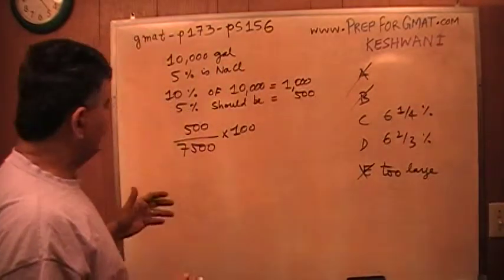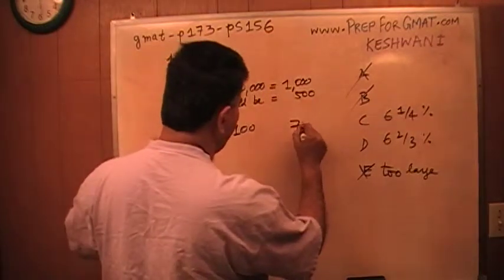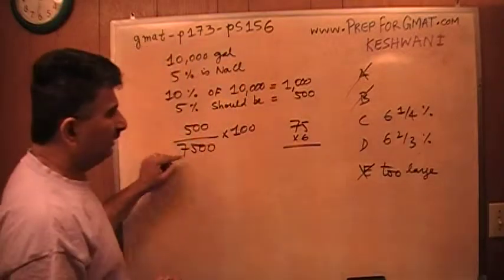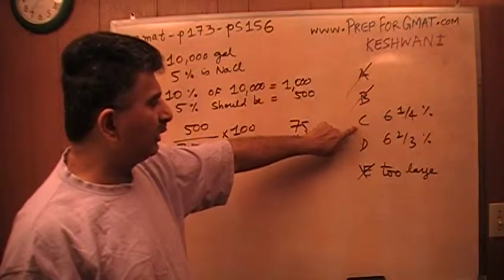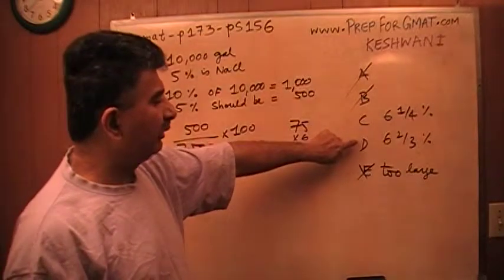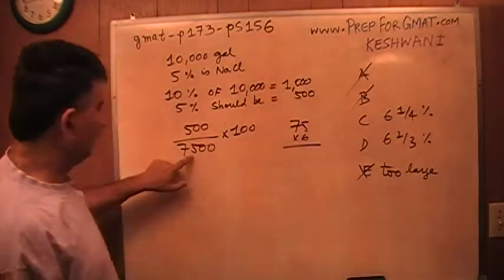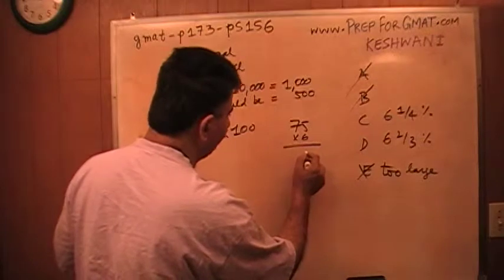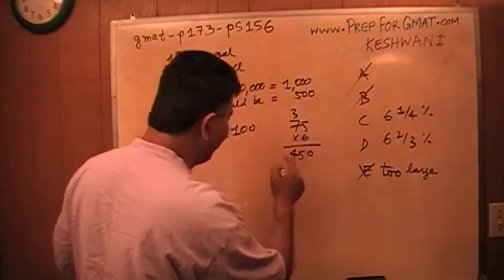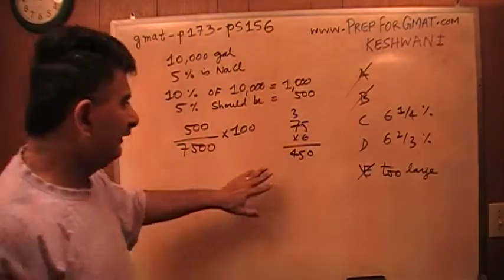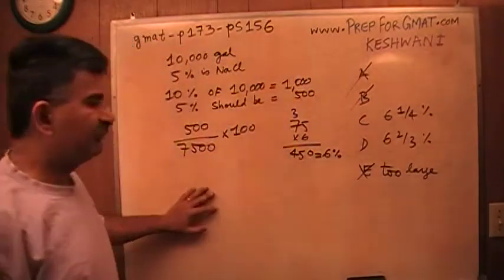The next thing that I did is, instead of figuring all this out, I just took 75 and multiplied by 6. Why 6? Because I know we are somewhere around 6%. All I'm trying to figure out is, are we closer to 6 1/4 or closer to 6 2/3? That's what I'm trying to figure out. So I took 75 and multiplied by 6. 6 times 5 is 30, which is 3 carried. 7 times 6 is 42, plus 3 is 45. That tells me that 450 gallons is exactly 6% of the solution.